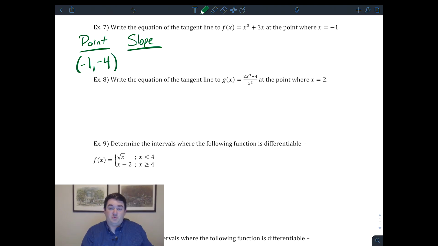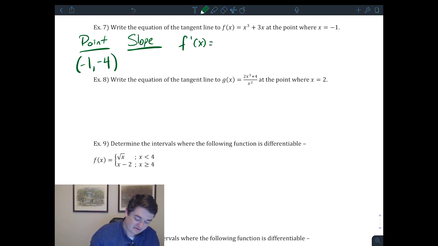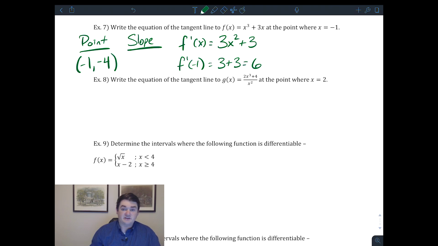How do I find the slope? Well, I want the slope at that point. So I need to plug negative 1 into the derivative. F prime of x, this is now much easier than it was in our last day of notes. Using the power rule, my derivative is 3x squared plus 3. So f prime of negative 1 is going to be 3 plus 3 is 6. So the slope at this point is 6.